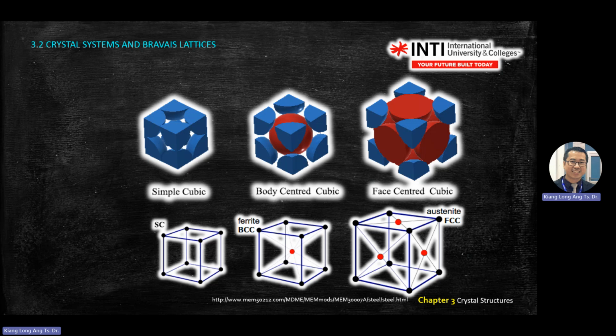Can you imagine two? Then this one, how many spheres? Four spheres. The blue color forms one sphere. This one doesn't have a middle. Face means they fit the face only. There's no middle sphere inside. If there's a sphere in the middle, it's another category already. It's not called face centered, right?